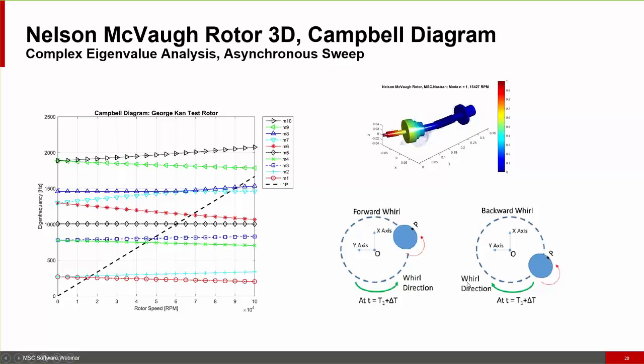So for those of you not familiar with what forward whirl and backward whirl are, you see the definition here on the right, and I'm also including a quick picture of what we are showing here, which is M1, if you will. So that is a backward whirl, where the whirl goes clockwise, and the rotation of the rotor is actually counterclockwise.